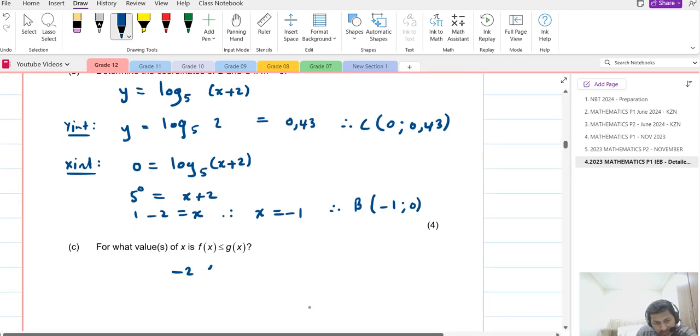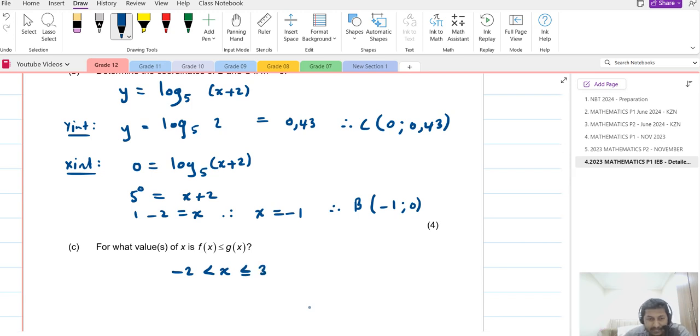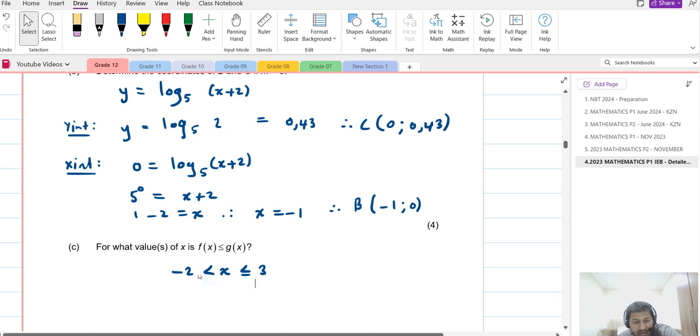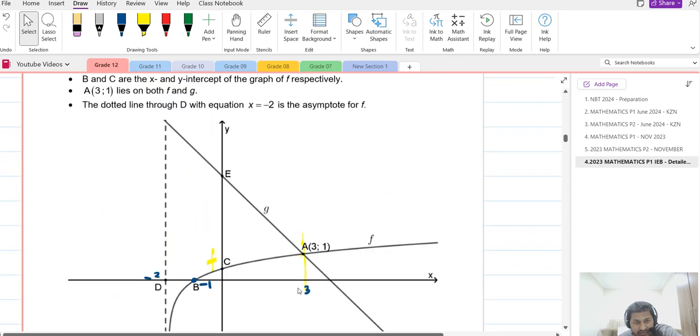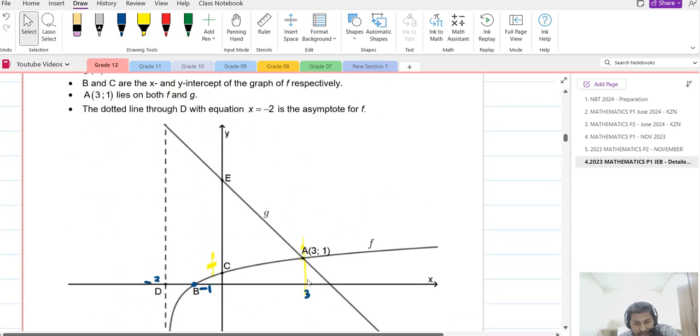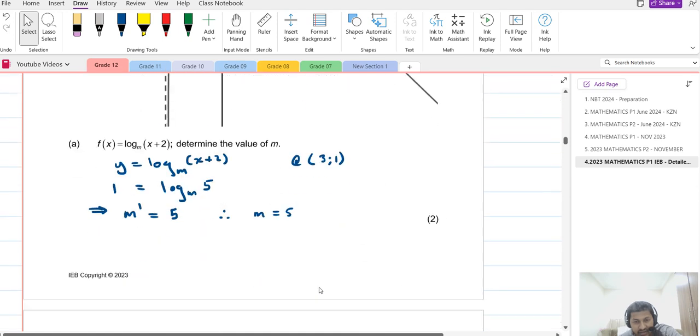Negative 2, x is greater than negative 2 but less than or equal to 3, right? So that's what the answer is, from minus 2 to 3. Let's check if that is correct. From minus 2 to 3, the graph of f is always below the graph of g and is equal at 3. Right, so nice question.